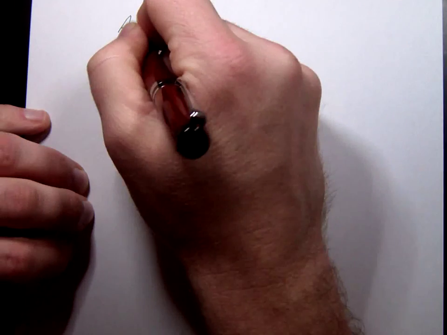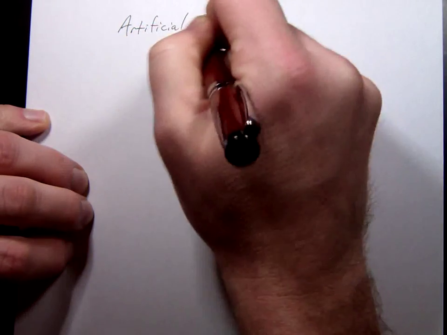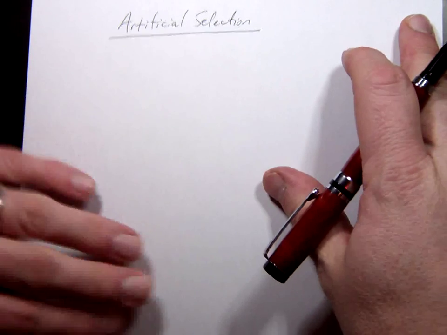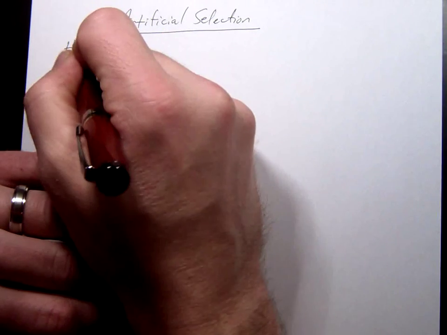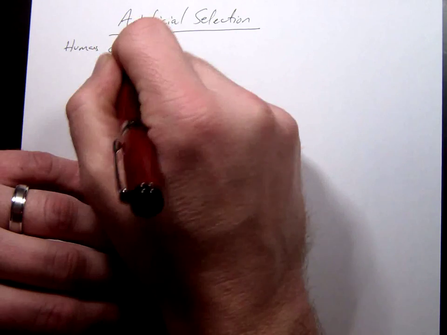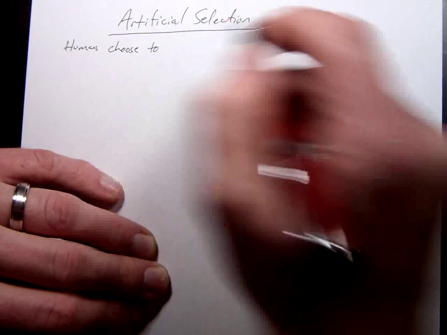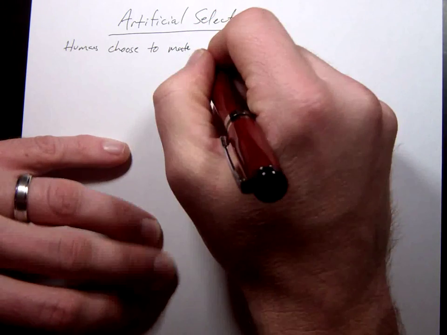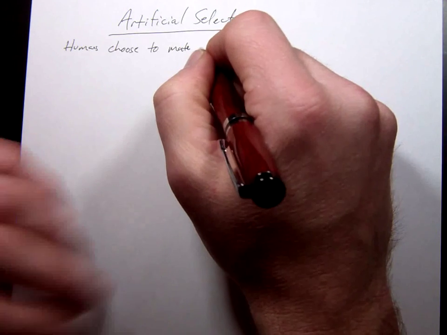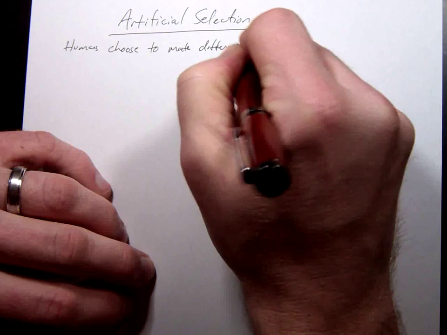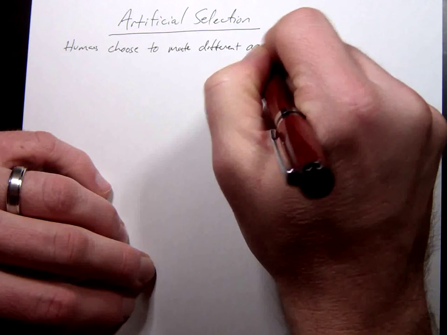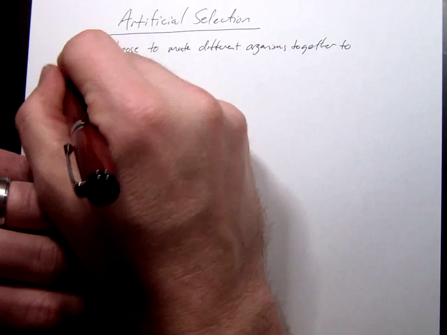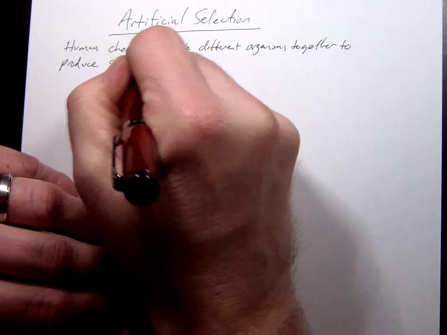Okay, artificial selection really doesn't have much to do with evolution or the concept of evolution. Artificial selection is where humans choose to mate different organisms together to produce specific traits.